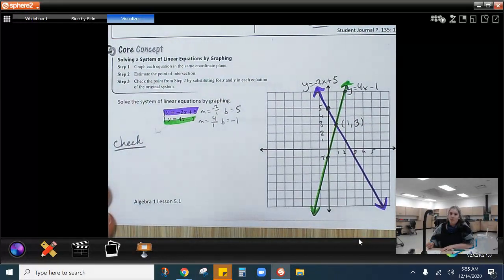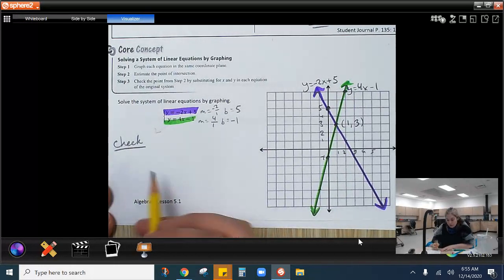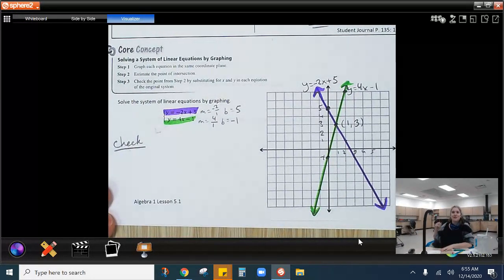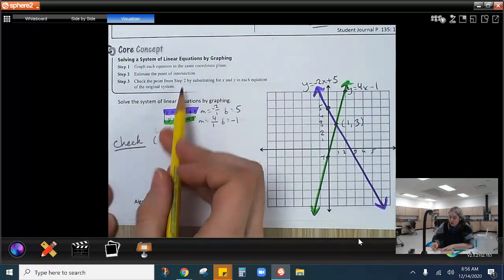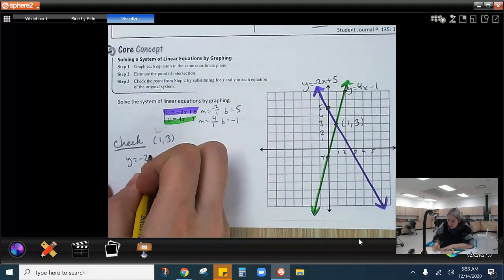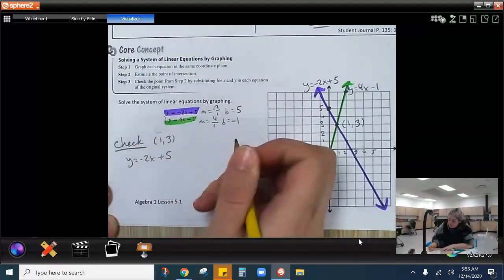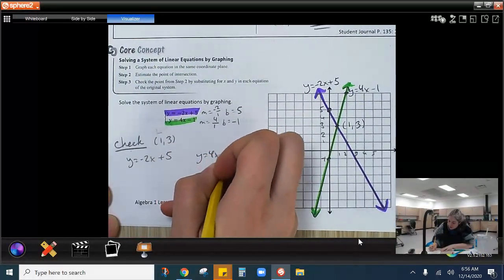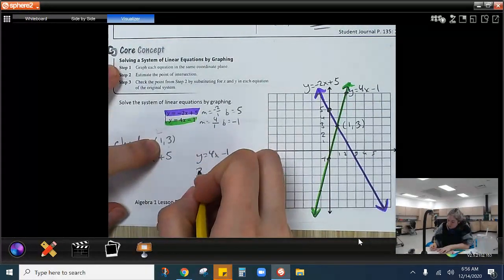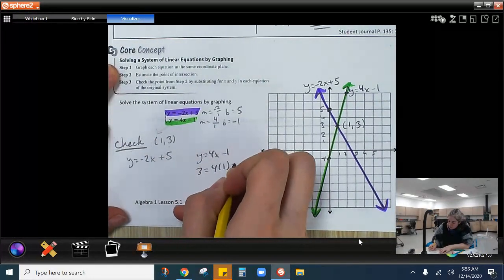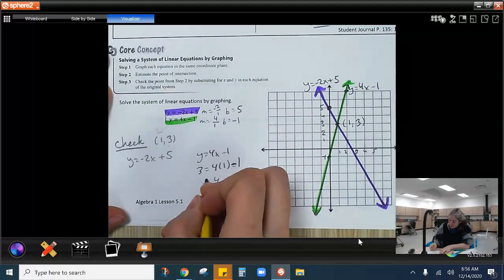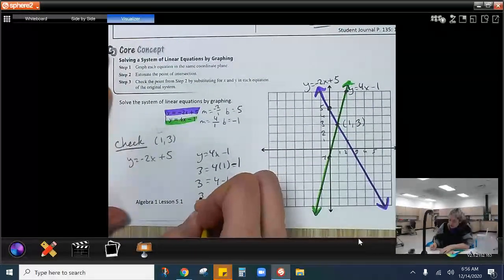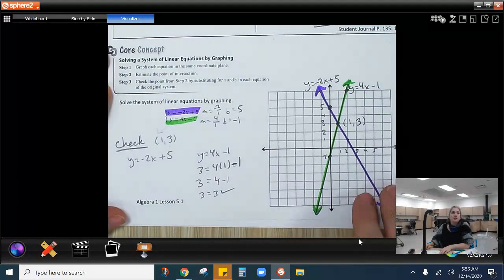So now we need to say, well, did I graph it right? Let's double check. Hey, we're doing it again. So we want to check the point 1, 3 and see if it works for both of our equations. So we've got y equals negative 2x plus 5, and we have y equals 4x minus 1. So I'm going to plug in 3 for my y and 1 for my x. 4 times 1 is 4, and then when you minus 1, you get 3. Does 3 equal 3? Yes, it does.